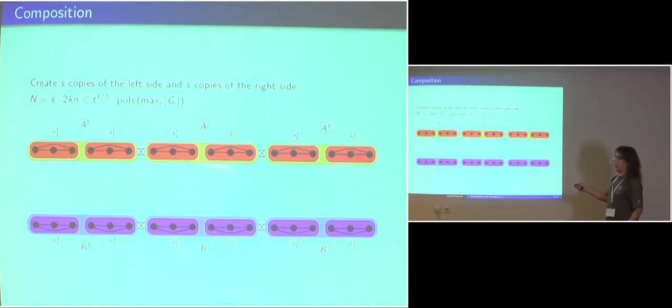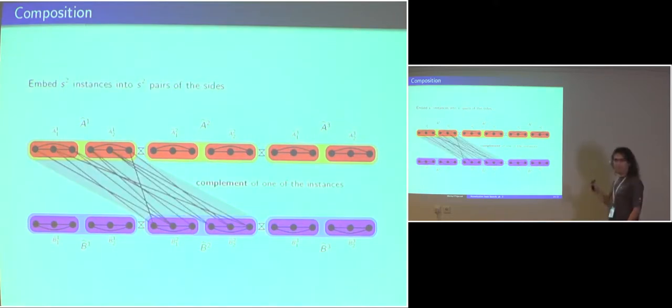So the connections. I make each of those a clique, and I make all possible connections between different copies. Yes? And now I embed the instances. So I've got s squared instances and s squared pairs. So what I do for every pair of upside and downside, I embed here exactly the edge set, but the complement of it. I just put an edge whenever there was no edge, and I put no edge whenever there was an edge. And this is my instance.